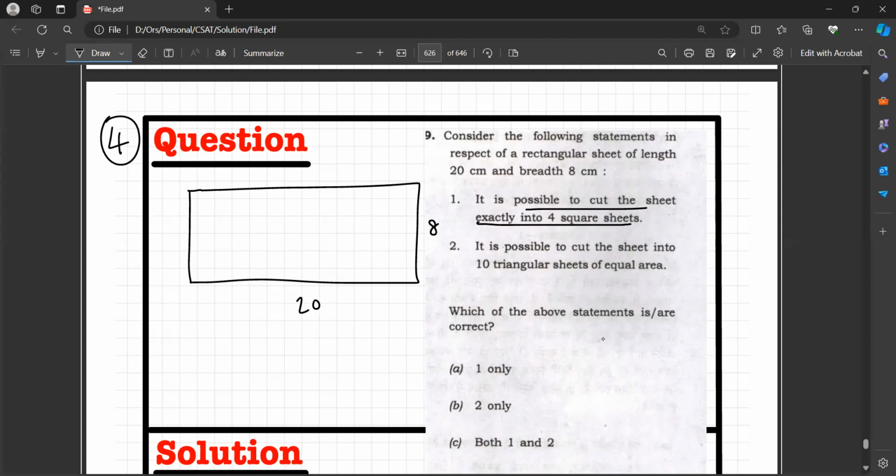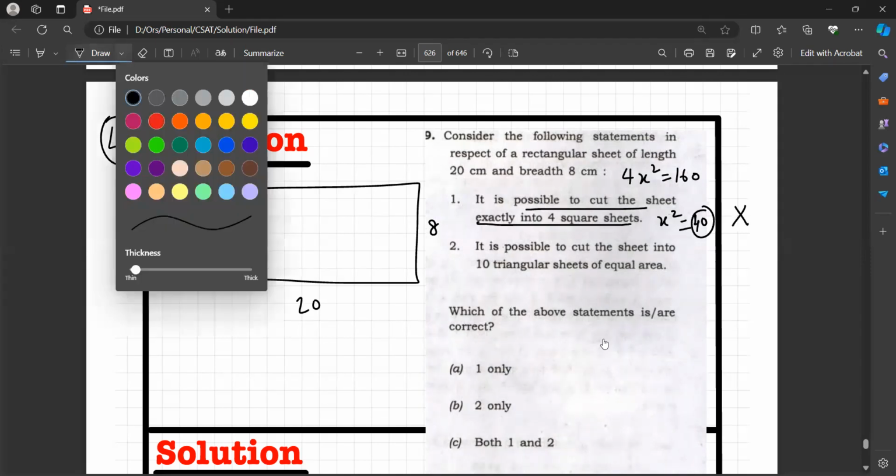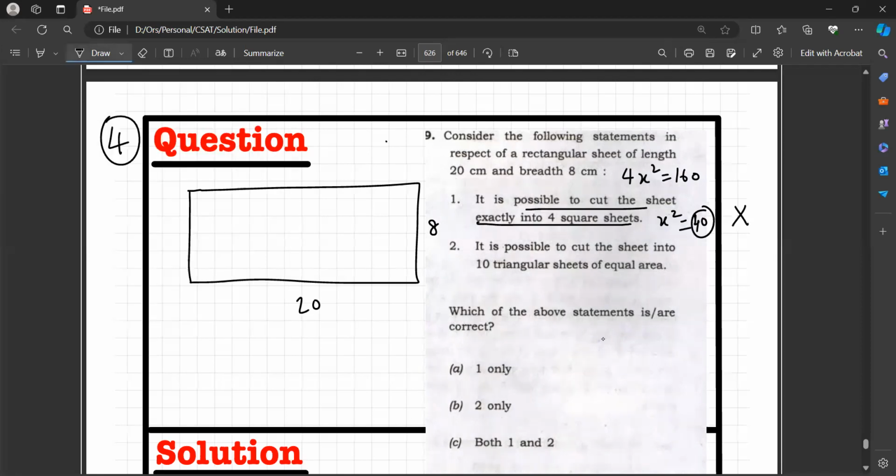So what happens if we take it like this: 4x square equals 160, x square equals 40, which is not a perfect square. So आंसर गलत हो जाएगा. ऐसा नहीं है. Why? It has not asked you whether it is equal areas or not. आपको बस square form करना है.